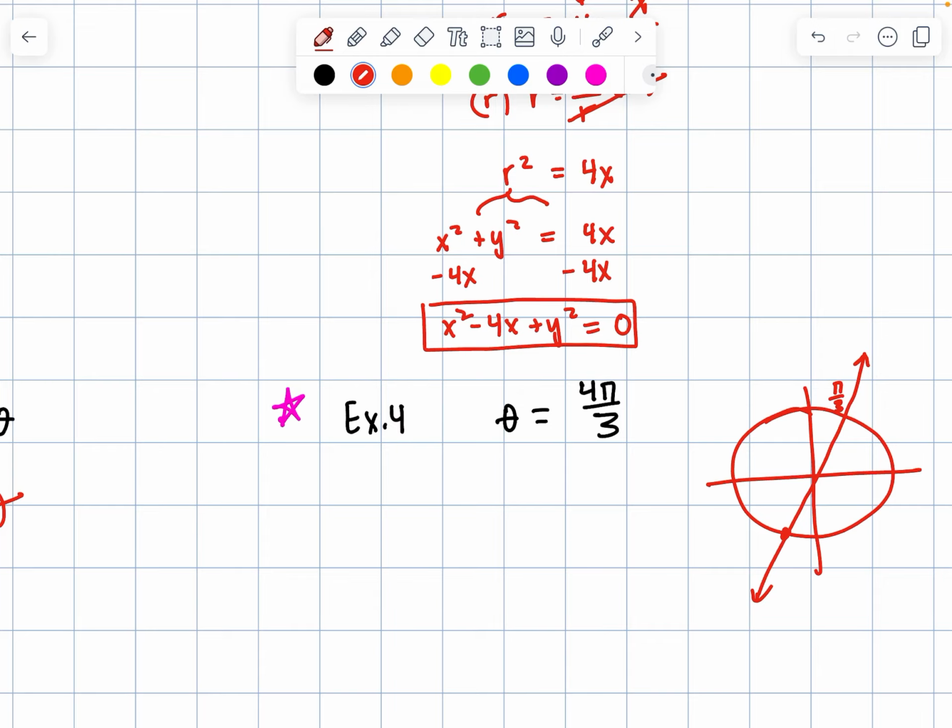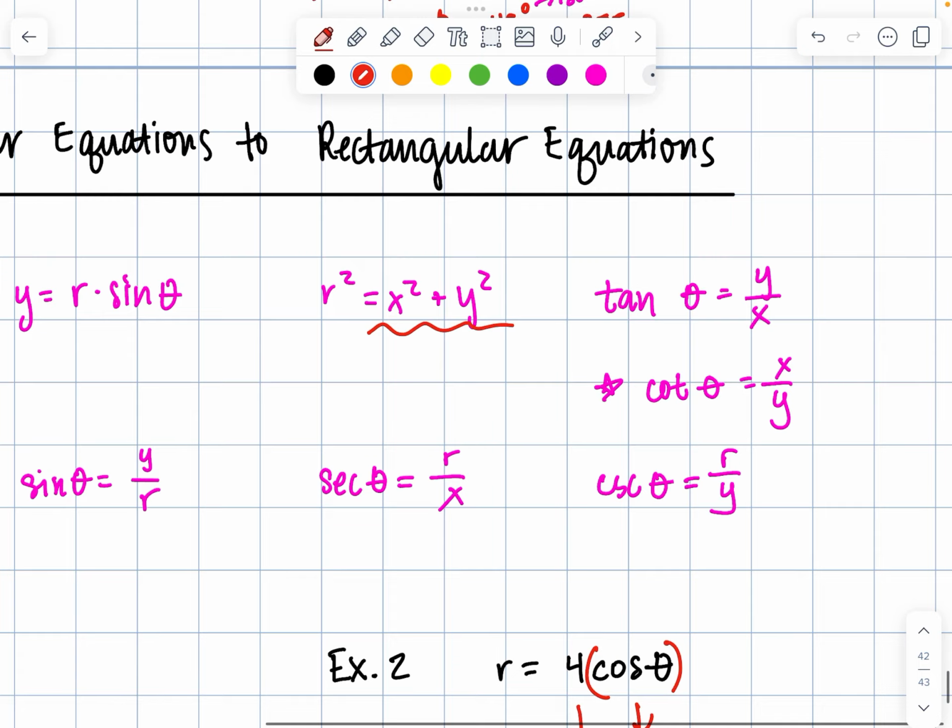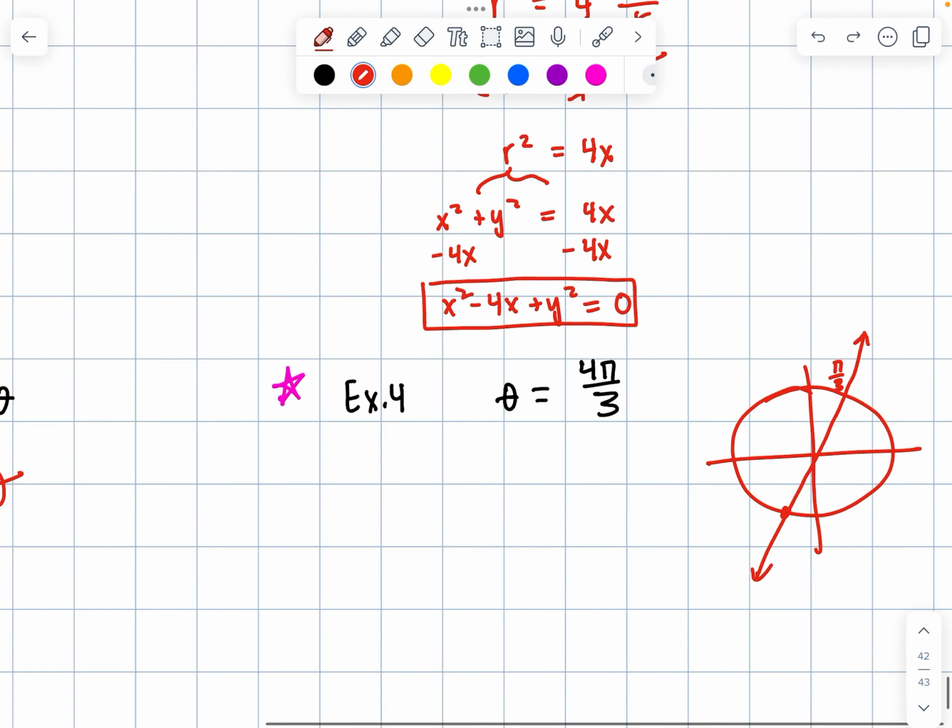So we're going to use that equation to build towards this. We're going to multiply both sides by tangent. Okay? So we're going to do tangent theta here, and then tangent of 4 pi over 3 here. Tangent of theta, we know, is y over x.